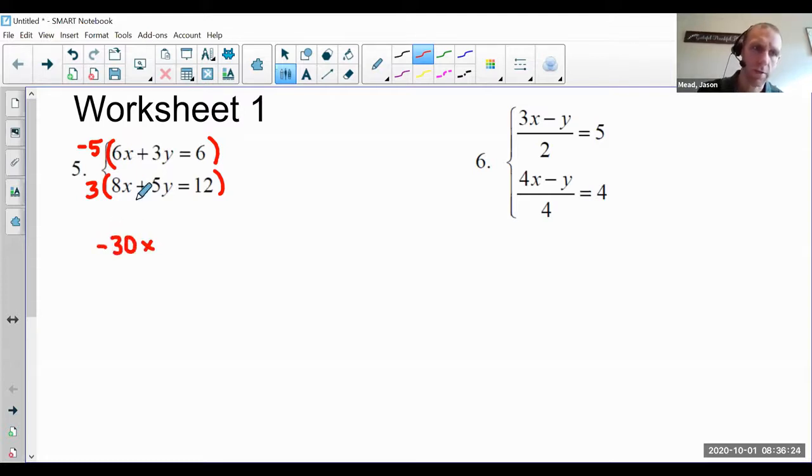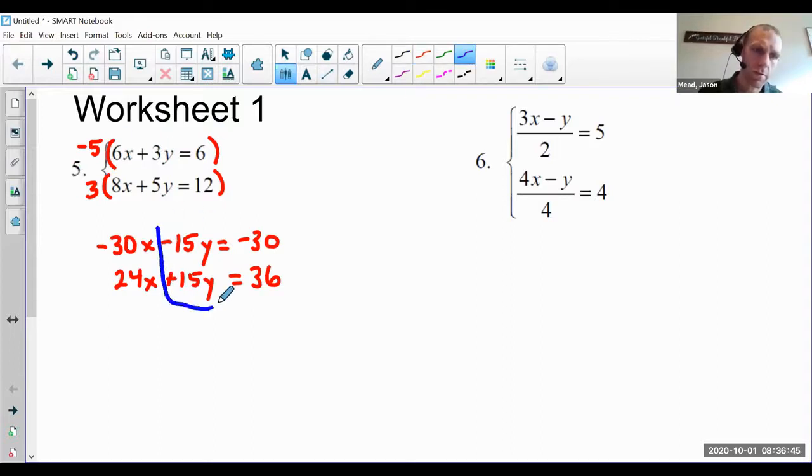So we have negative 30x minus 15y equals negative 30, and the bottom one becomes 24x plus 15y equals 36. Ultimately our goal, after we multiply, is for one of our variables to have the same coefficient, one positive and one negative. That way, when you add the equations together, that variable cancels, and then you can solve for the variable that's left over.